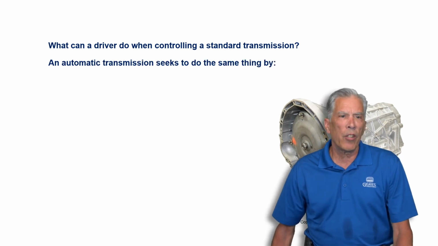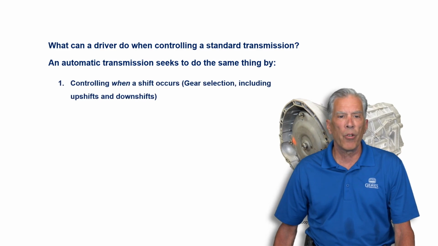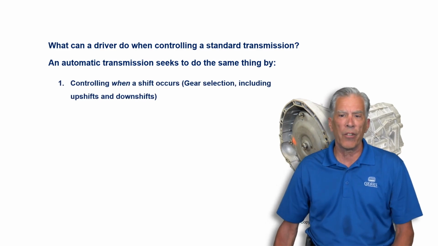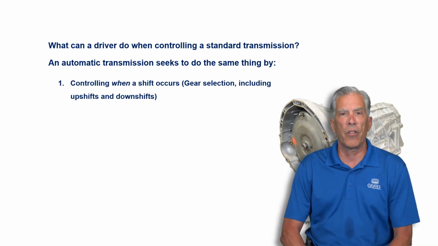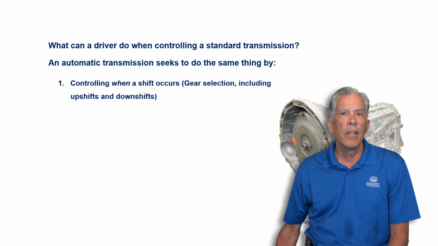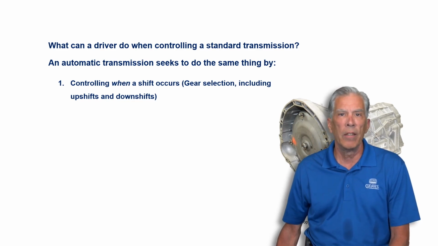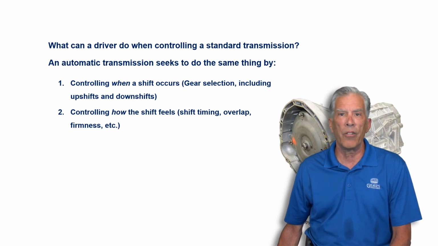So an automatic transmission seeks to do the same thing by controlling when a shift occurs. This is gear selection, including upshifts and downshifts. If you're going up a grade, it's going to shift a lot later than if you're going down a grade. So it seeks to determine the best gear for the conditions available. How it feels. If you're stepping on the throttle harder, you're going to feel firmer shifts than if you're in a parking lot and it's a light shift condition.